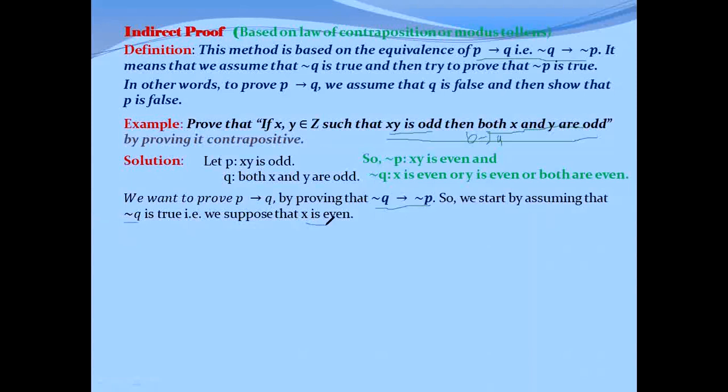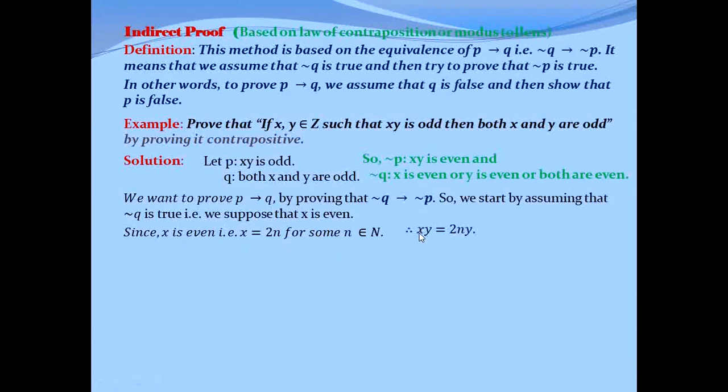It means x is even. Because Q is written here as odd, so its negation will be even. Since x is even, as I have shown here, this x can be written as x equal to 2n in algebra for some n, where n belongs to the integer set Z.